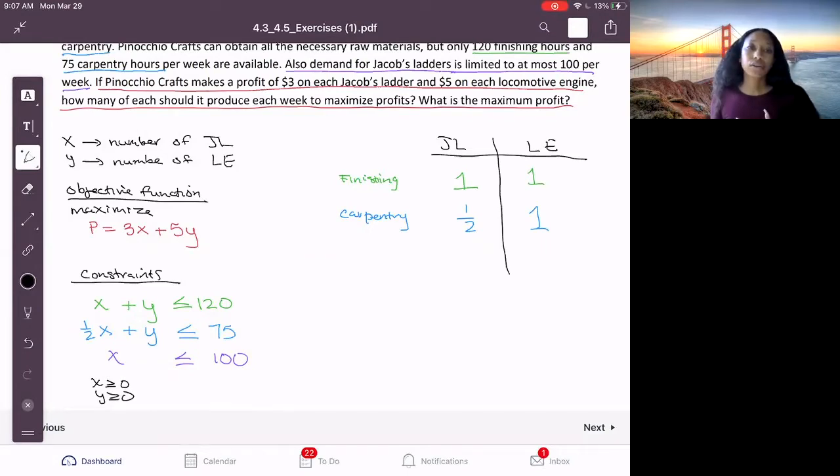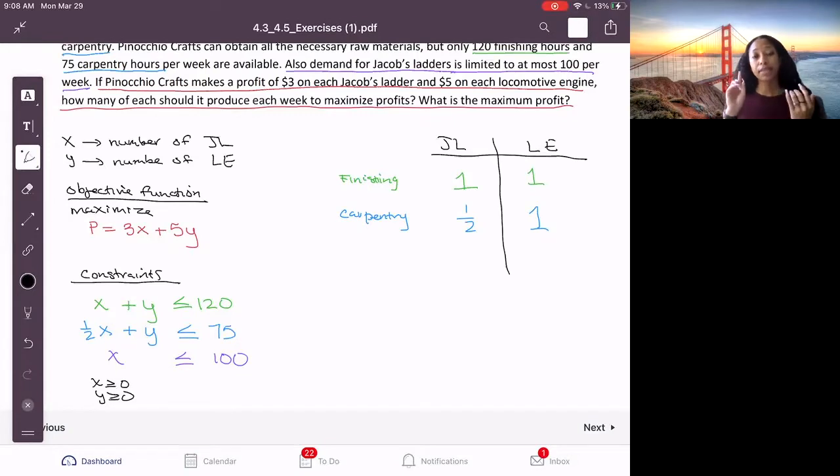Don't hesitate at all, you guys, if you find it a little tricky to set this up. This is literally being able to take a word problem like this and set up these constraints. It's like 70% of your test. Once you get this part, then all we have to do is enter it into the Simplex method solver. All right, to the solver we go.